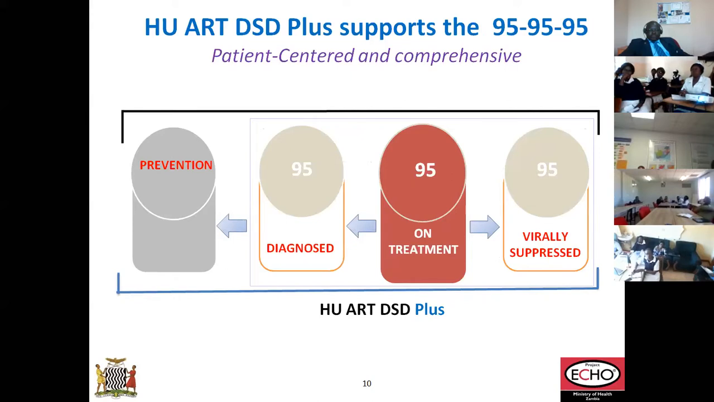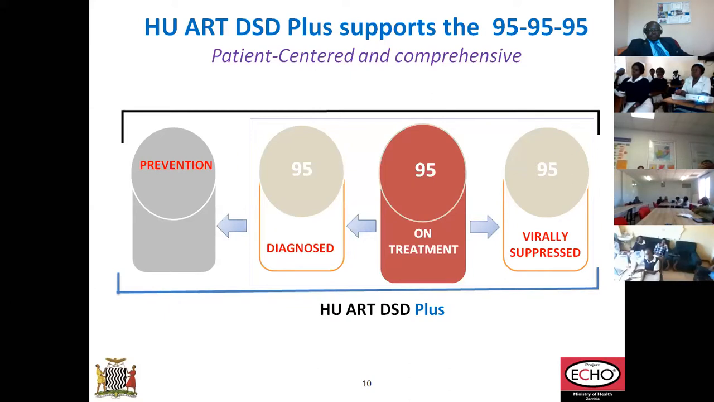So with the Howard University model, which we call DSD Plus, the plus component comes up because it is patient-centered but very comprehensive. For the Howard model, the DSD Plus works at the level of HIV prevention because we distribute condoms, as most people would do, but we also make sure that through our index testing, the discordant couples that we have, we're referring them for assessment for if the patient should be initiated on PrEP.